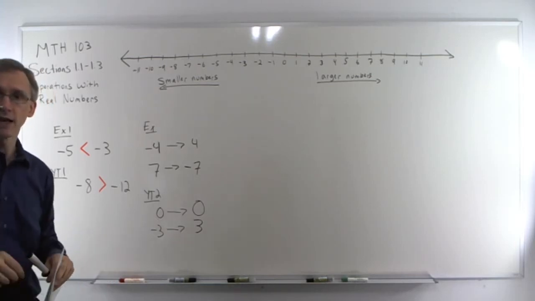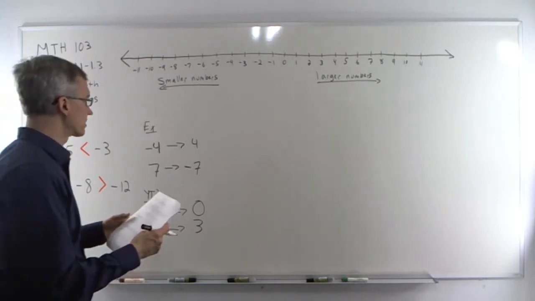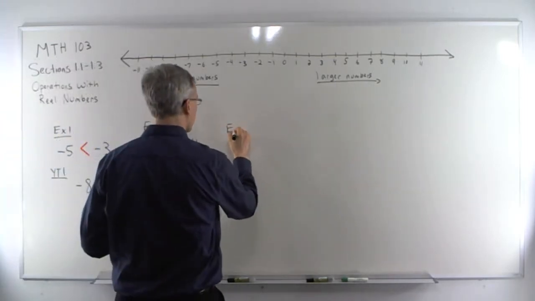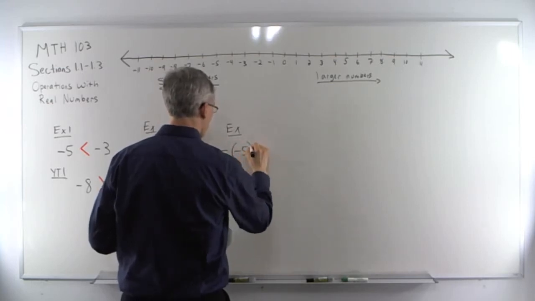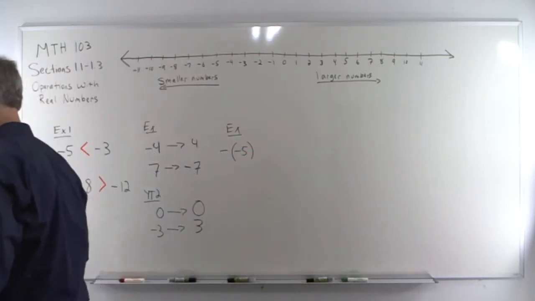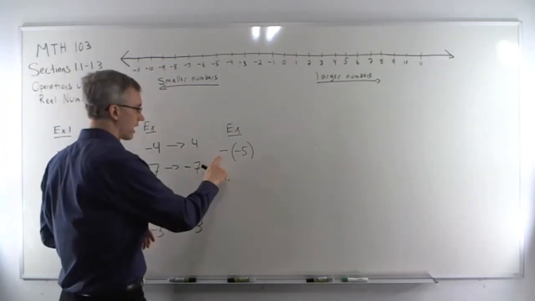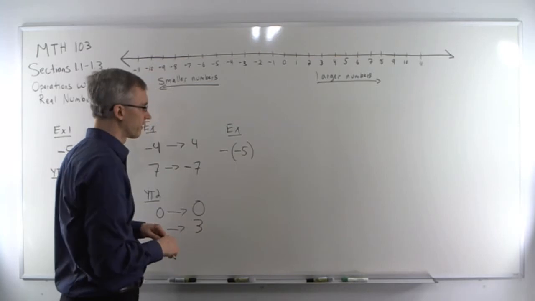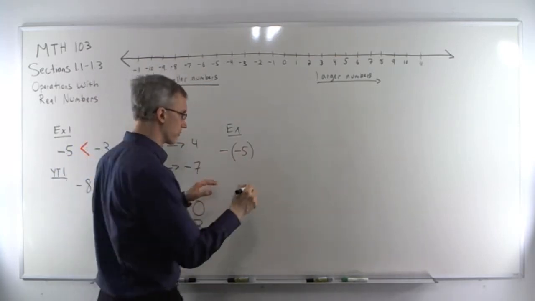Now the negative sign gives us an additive inverse. So you may see an expression like this. And the negative sign can be read the opposite of. So the opposite of negative 5 is 5. These two negatives are going to cancel each other out.